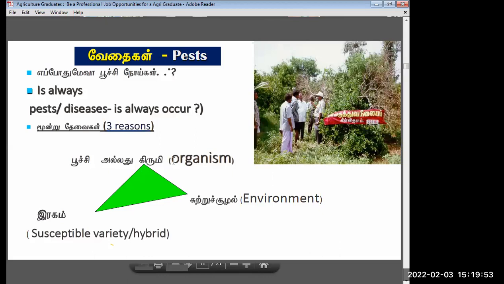Likewise, the corona. You see, the corona organism should be in the environment, and we must be susceptible to the corona, or we have not taken the vaccine. Then the corona will affect. So three points: environment, insect, and the variety. All three coincide at a point so that a pest outbreak can be seen.